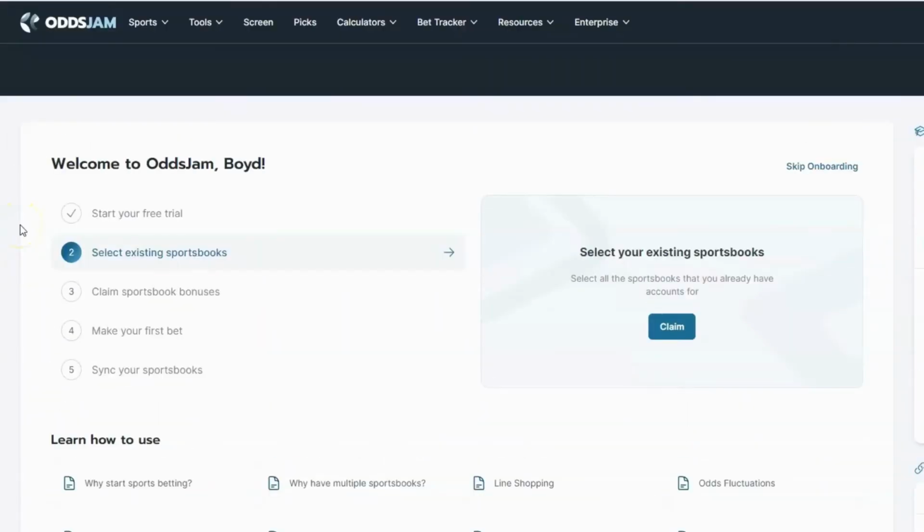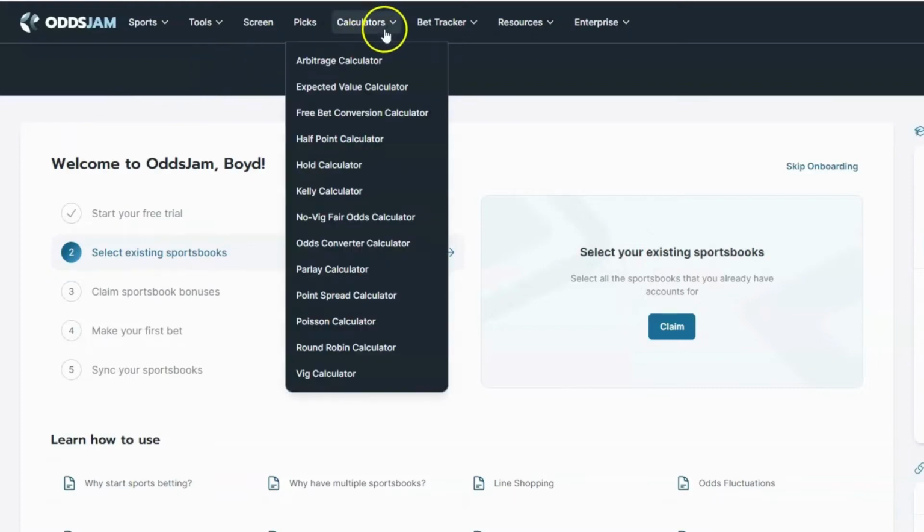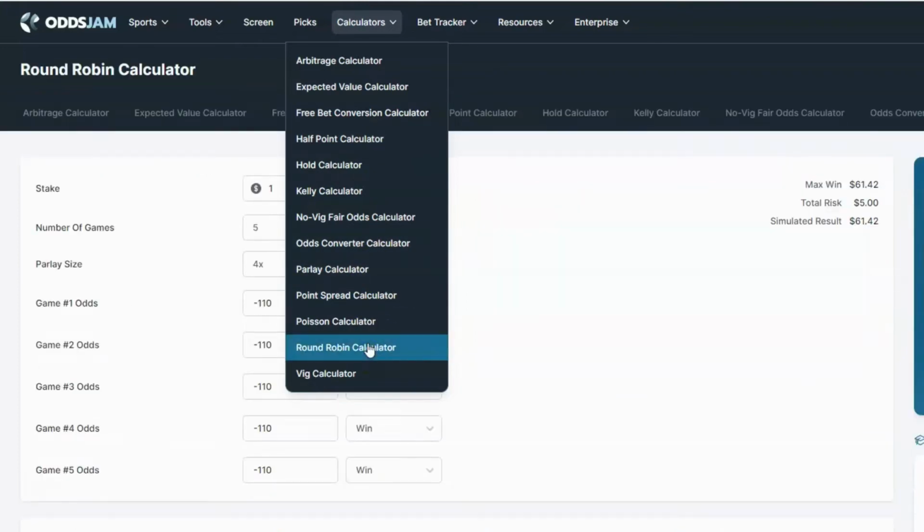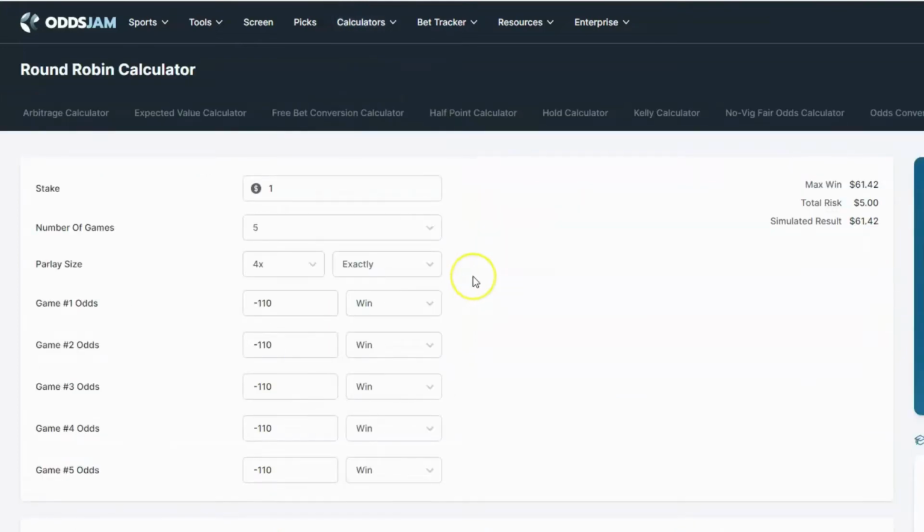All right, guys, here we are at the homepage of OddsJam, and I want to talk to you today about when you would use a round robin, why you would use a round robin, and how you would use a round robin. But first, let's look into the round robin calculator. I want to describe a bit more in depth how this works. The round robin calculator will help you calculate the multitude of parlay bets.